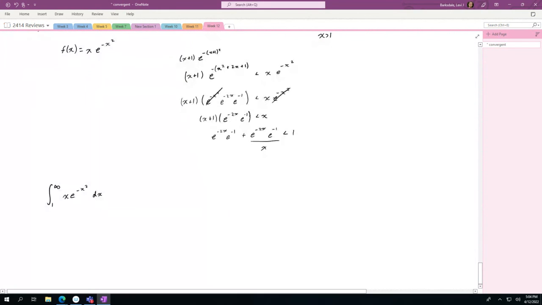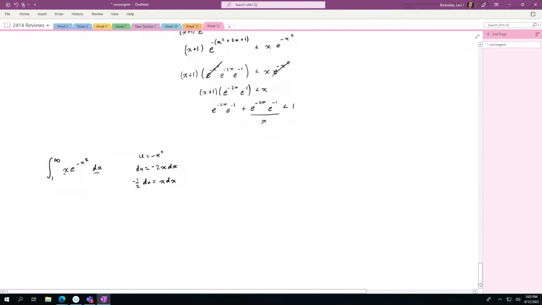Any ideas as to how I can do it? And what should u be? Not quite. I actually want it to just be negative x squared. So then what's du? In my problem, I have an x dx. So that should be a du right there. So then I have that negative 1/2 du is equal to that x dx that I want to replace, right?